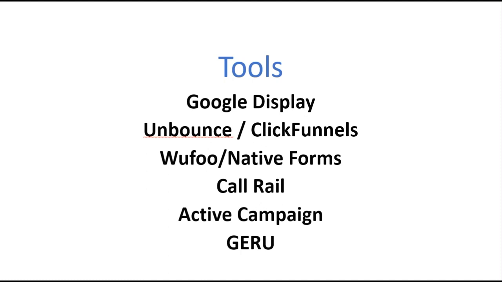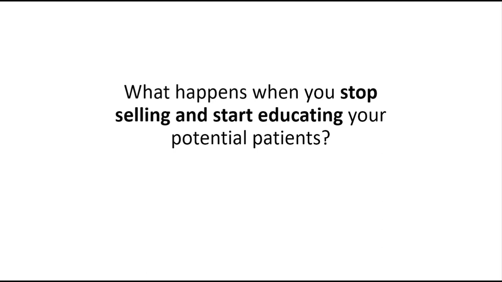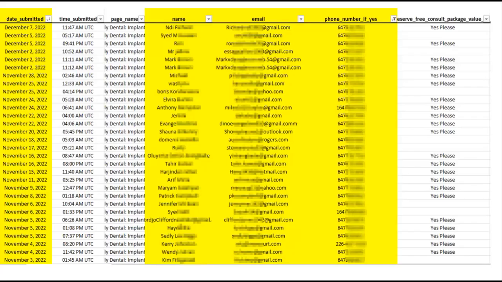Really what happens here is we start at the very grassroots, which is with education, positioning ourselves and your practice in major news publications. So what happens when you stop selling and start educating your potential patients? Well, the outcome is patients will apply on a daily basis. You can see these are when the ads run, and these are the people that applied. This is just an export from Unbounce.